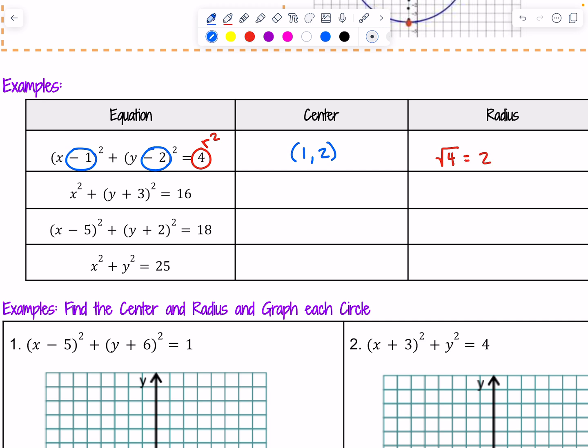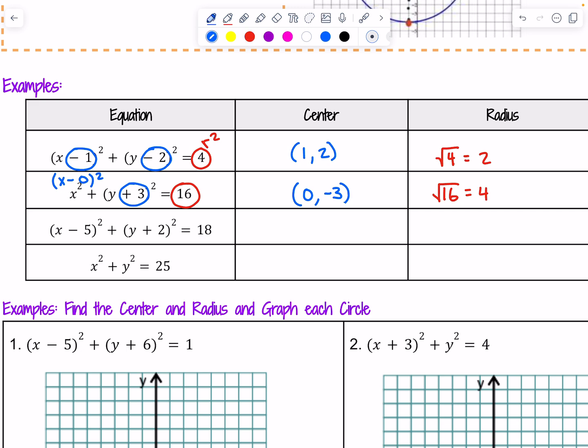In the next example, we have x squared by itself plus (y + 3)^2 = 16. Think of x squared as really being (x - 0)^2. So the h in this case is going to be 0. And the k value, remember, change your sign, that'll be -3. Your radius comes from 16. Since 16 is equal to r squared, we again need to take the square root of 16, and that means our radius is 4.